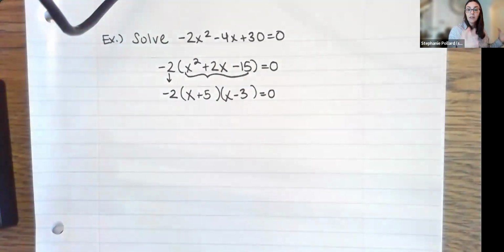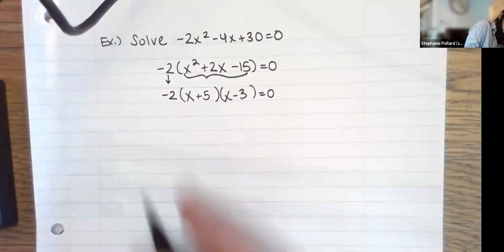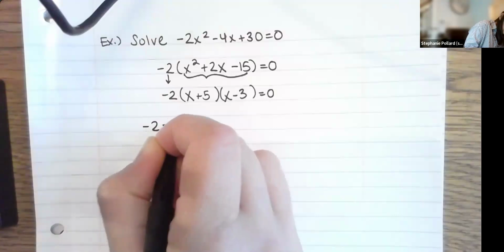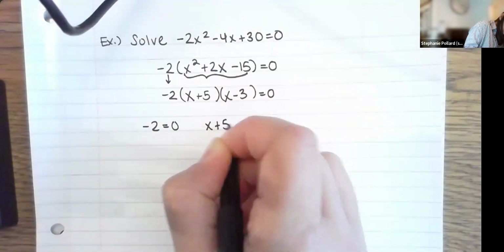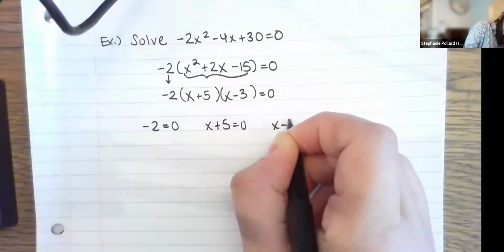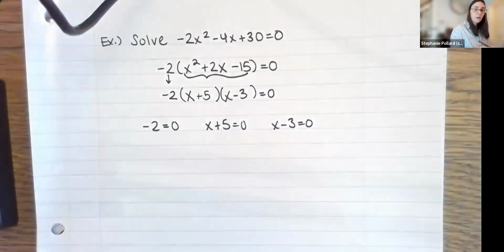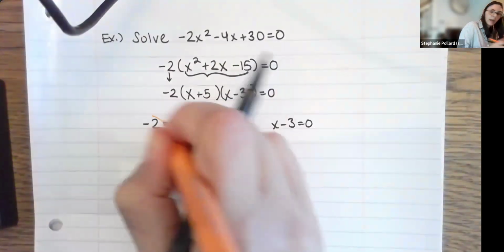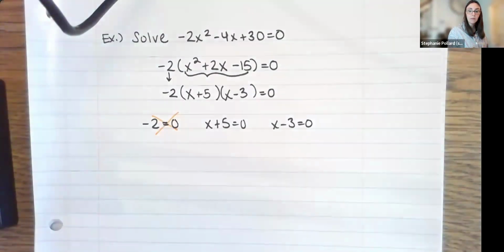So now I have everything factored. My right side is equal to 0. So I said each of my pieces equal to 0. So I have -2 equals 0, x plus 5 equals 0, and x minus 3 equals 0. Now, the first one here just doesn't make sense, right? -2 equals 0, not going to give me anything. So I don't need to worry about that one. And I'll focus on the other two.